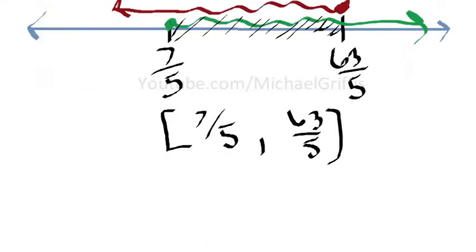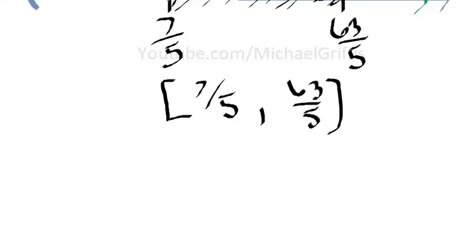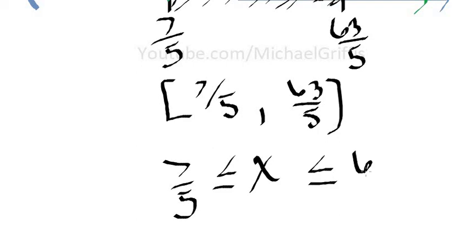Also, we could write x is greater than or equal to 7/5 and less than or equal to 63/5.